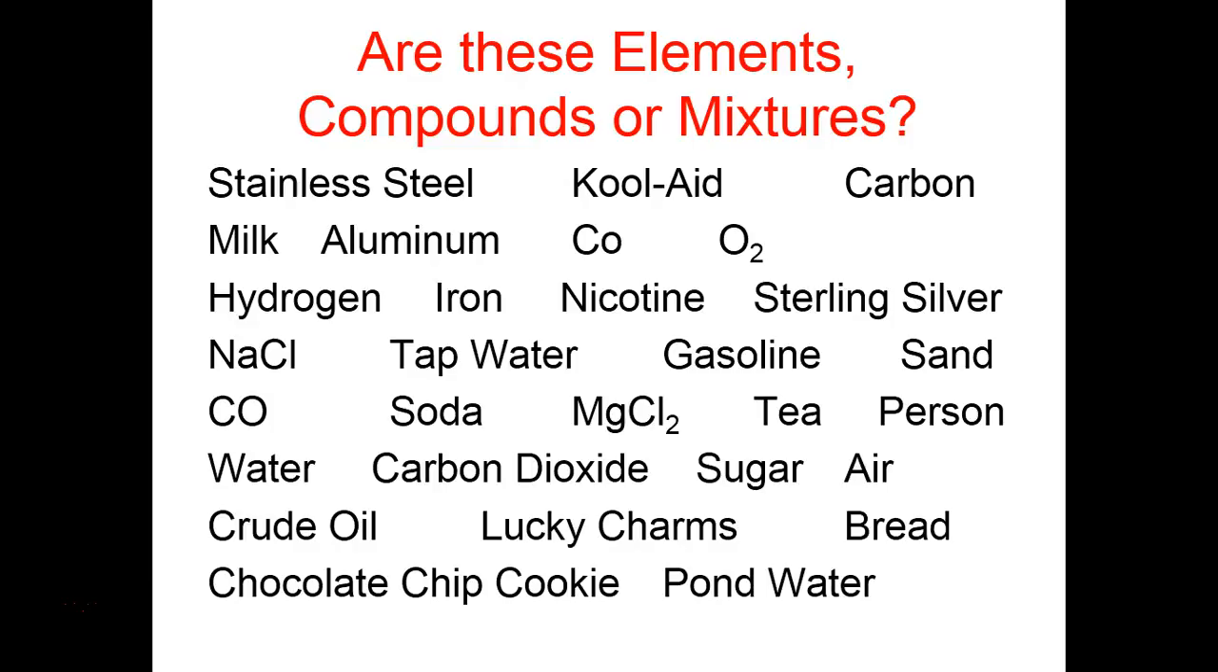Tap water is a mixture of different things. It's got water in there, but it also has things like calcium from the pipes. Fluoride is added to tap water, things like that. So there's a bunch of different stuff in tap water. That makes it a mixture.